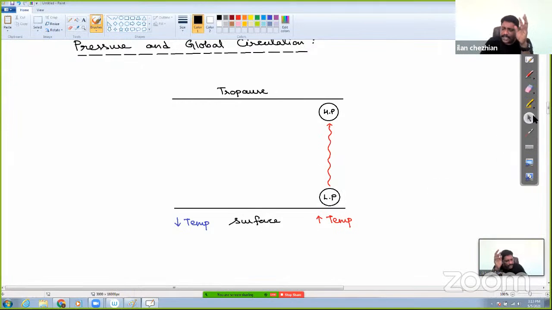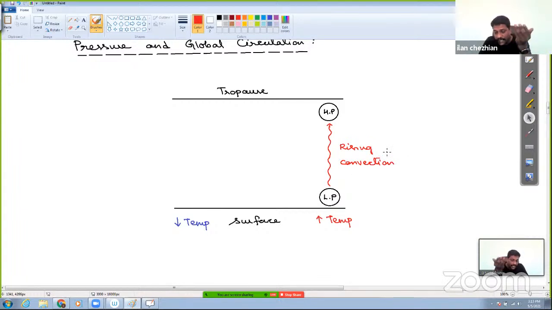Okay. So what is creating a low pressure? Temperature, no denial about it, but temperature results in a convection. Here the convection is what? Rising convection, my friend. So rising convection is the one which is actually creating a low pressure at the surface, my friend. Okay. So very important understanding.